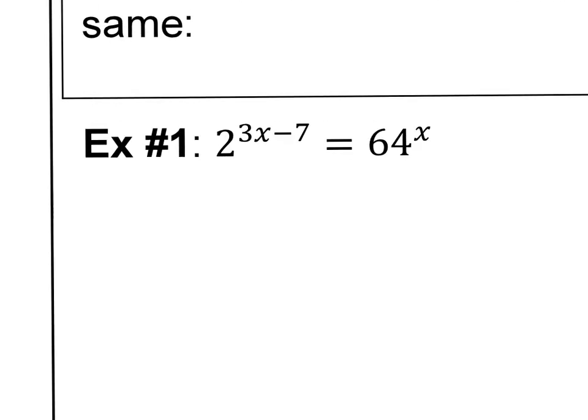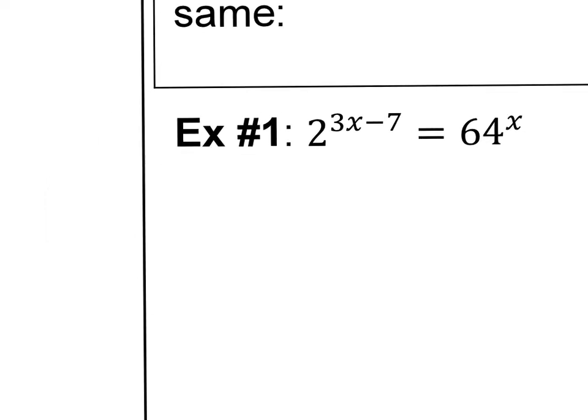Here I could see that these are two very different equations. But if there's some way I could get them to both have the same base, I could set the exponents equal to each other and then solve. So I want to think, is there some way that I could write 64 as an exponent with a base of 2? So this is where maybe a calculator would come in handy, or you think about what your exponents are, but 2 to the 6th power is actually 64.